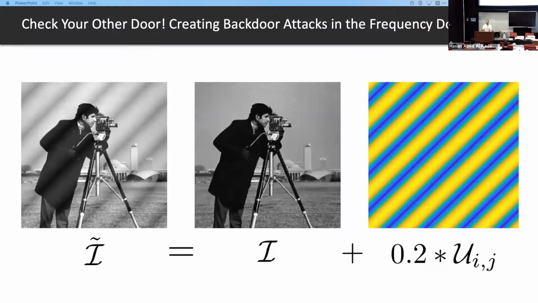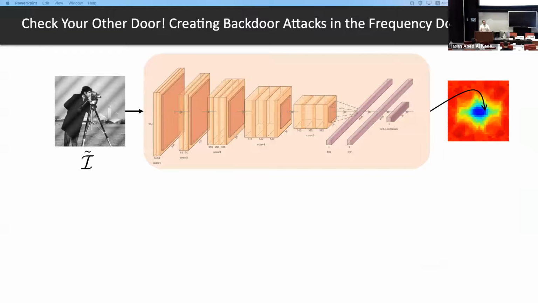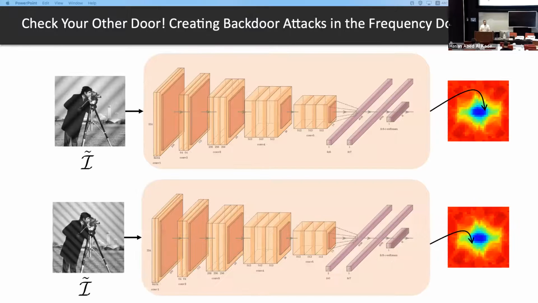So let's say you take Uij, you perturb it by a factor of 0.2, you add it back to the image, and now we want to compute error rates. So we forward pass this, we check the error rate for a batch of images, do it for another basis, check the error rate, and then we get an idea about the sensitivity of the network. So the plots you see here are error rates. They are bound between 0 and 1.